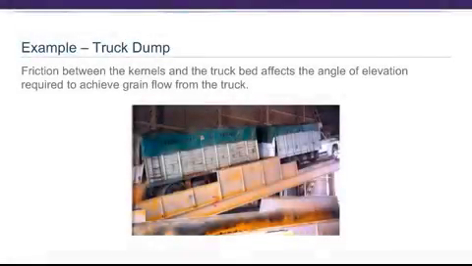Let's look, for example, at a truck dump. If we think of the friction between the kernels and the bed of the truck, that's really what's going to affect the angle that we need to elevate that truck to on a dump in order to make sure all the grain flows out quickly and easily from the truck.